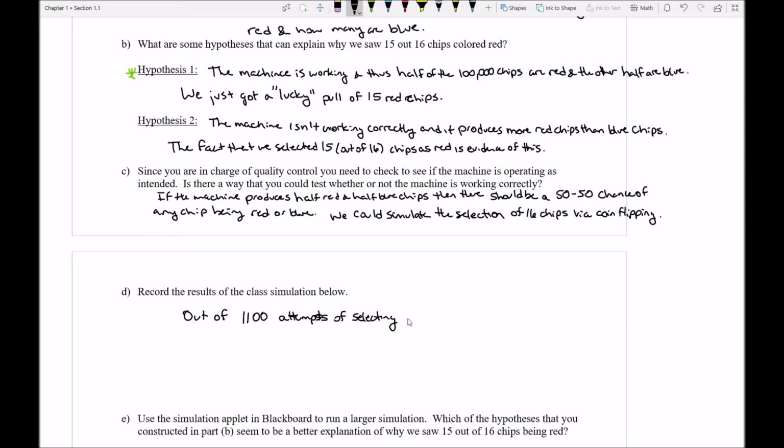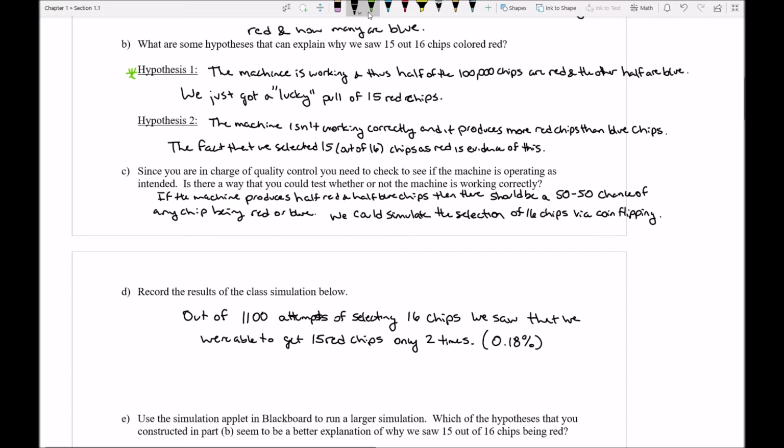of selecting 16 chips, we saw that we were able to get 15 red chips, that's out of 16, right? 15 red chips out of 16, only 2 times. That was it. So we saw that this is roughly equivalent to 0.18%, right? Like a very low percentage.